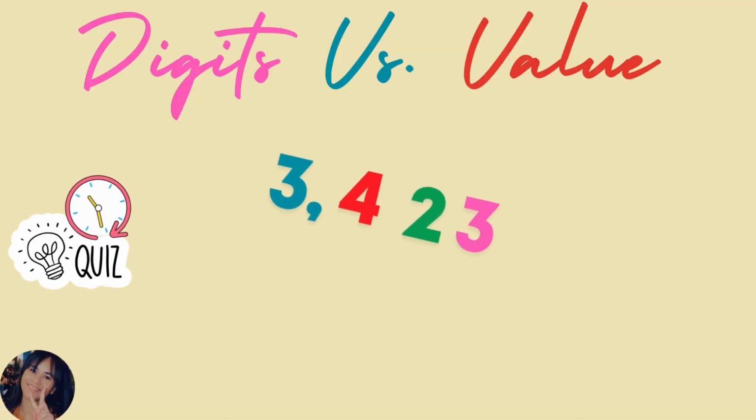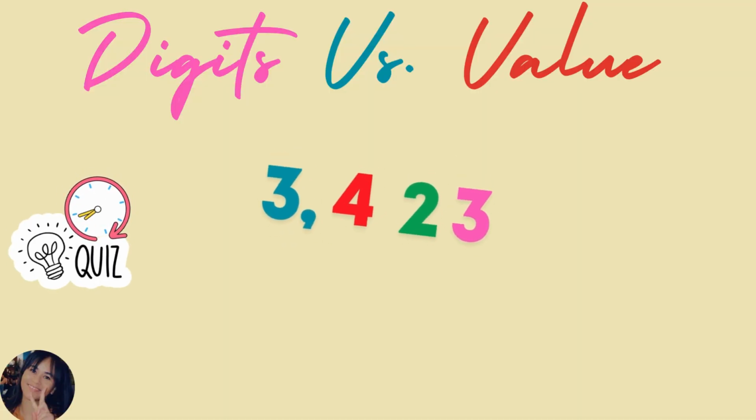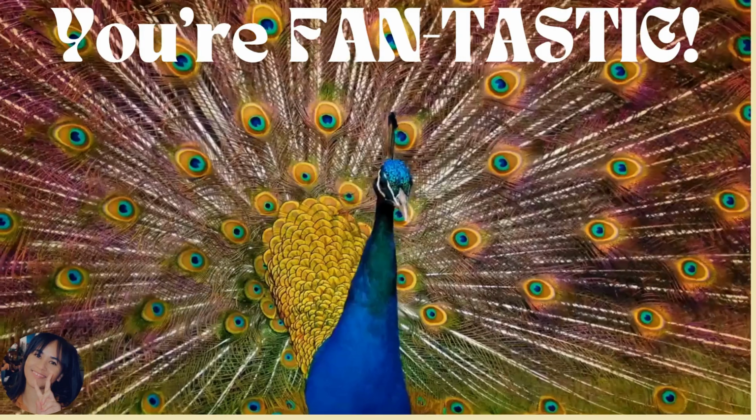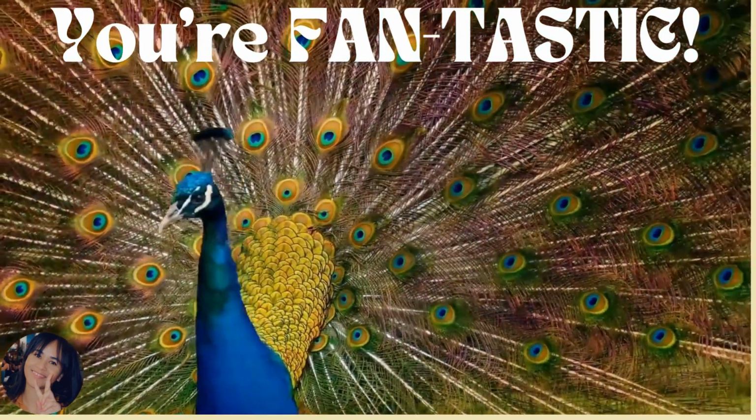All right, digits versus values. So 3,423, it's quiz time. Do both threes have the same value? You're fantastic if you said no. And so let's look at their values, okay?